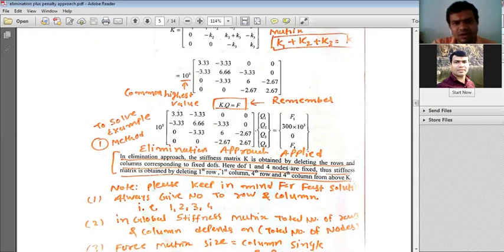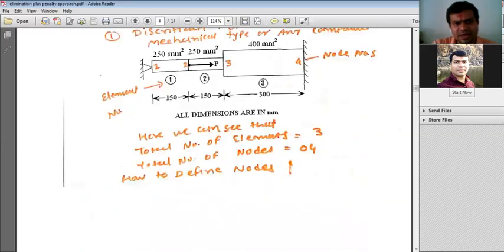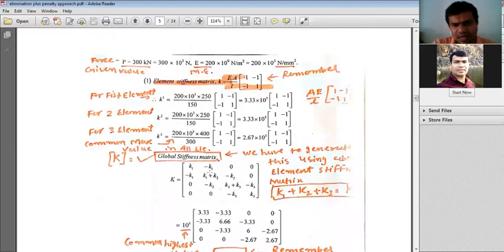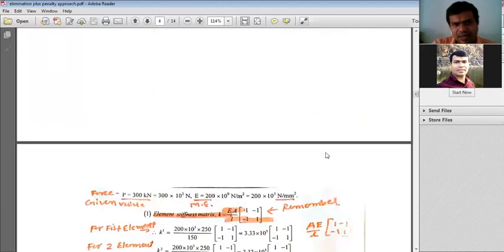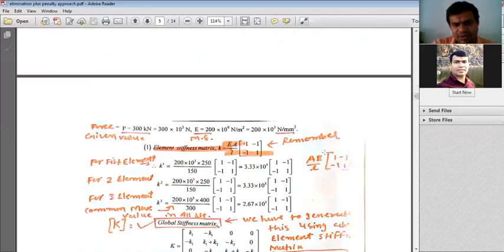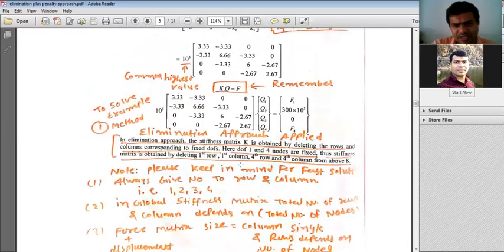Right? Force is acting on node number two, P. Right? So we put F1 no load, and on the second node 300 into 10 raised to 3. Okay. On the third node there is no force, and the fourth node is fixed.